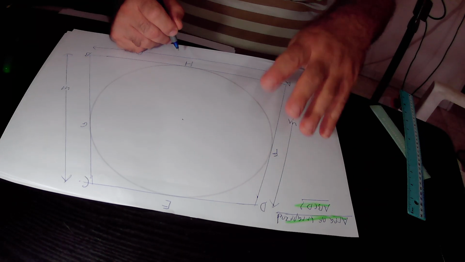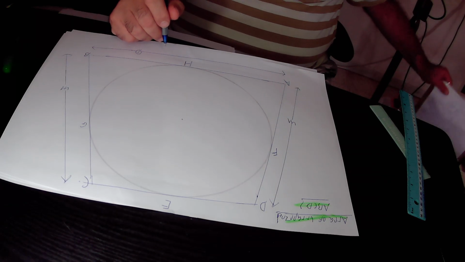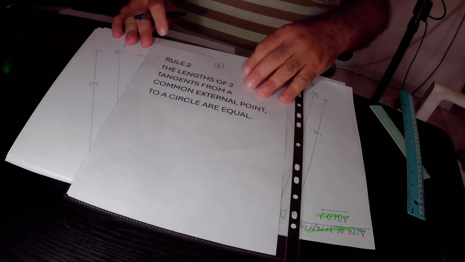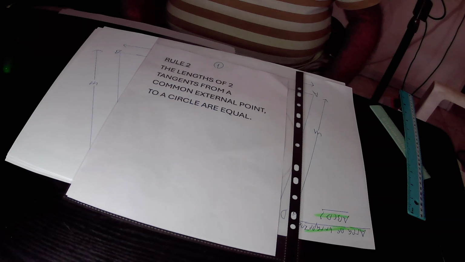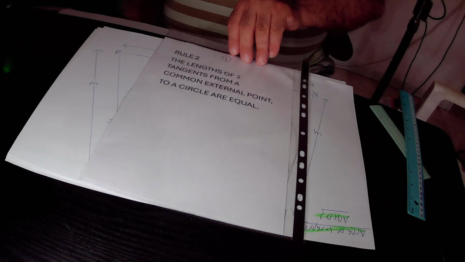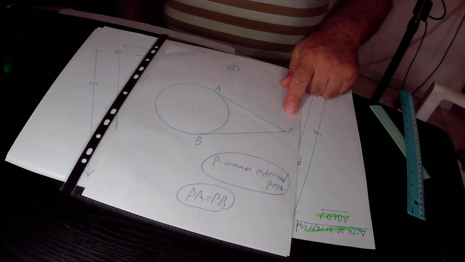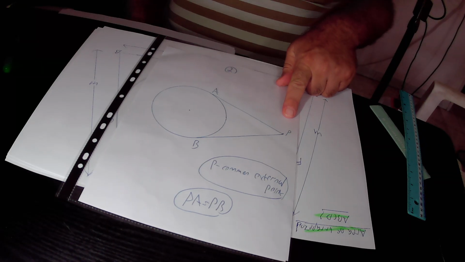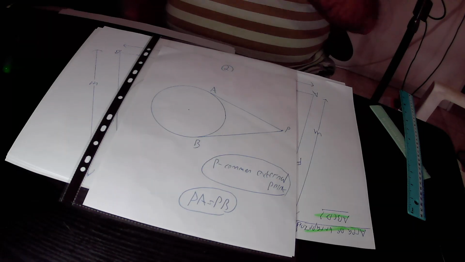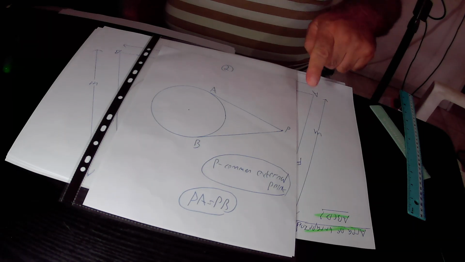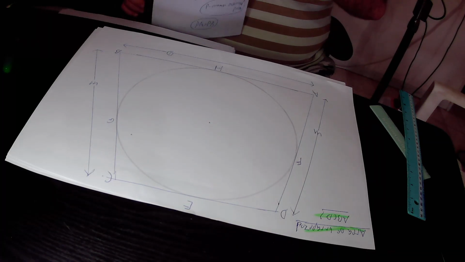So here we can implement rule 2 in our drawing. So I repeat quickly on rule 2. According to rule 2, the lengths of two tangents from a common external point to a circle are equal. So in the drawing we have a circle. This is the common external point P. From this common external point P we have two tangents to this circle, tangent PA and tangent PB. And according to rule 2, they are equal to each other. That is to say, PA equals PB.